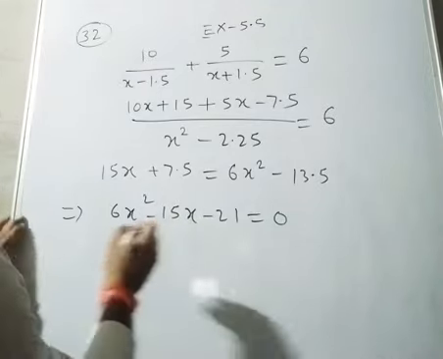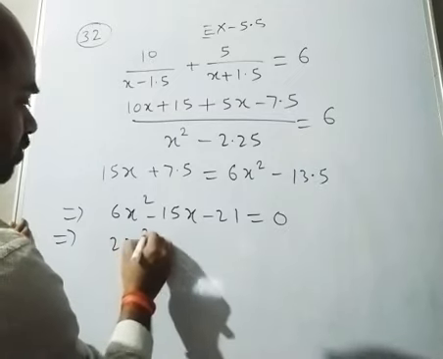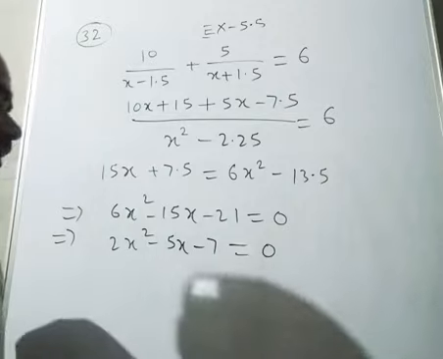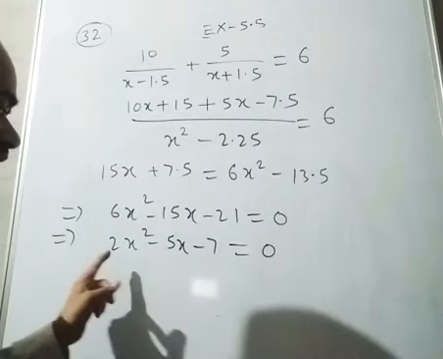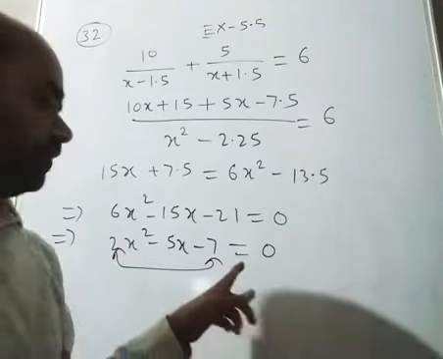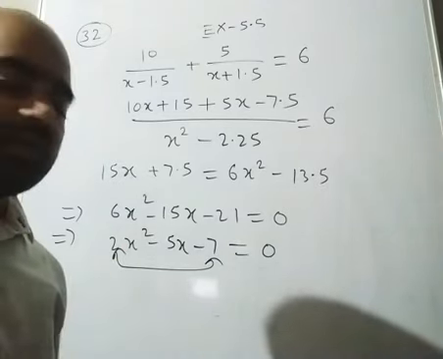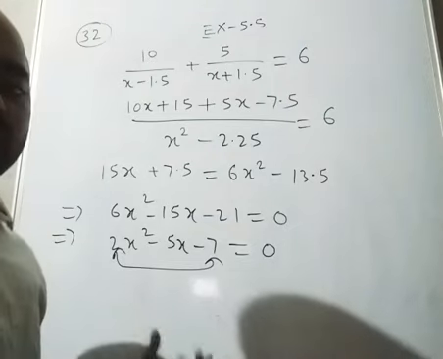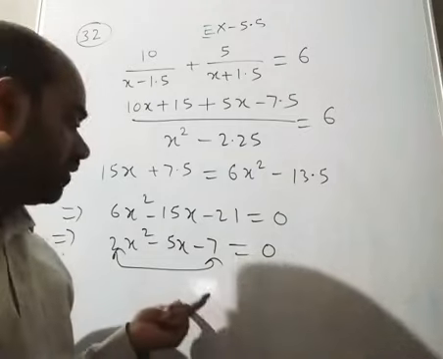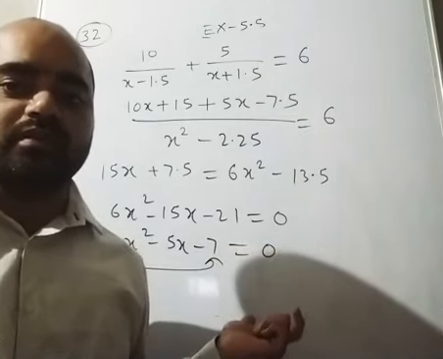Now 3 is common throughout, it means we can divide the equation by 3: 2x square minus 5x minus 7 is equal to 0. Now you can find the product, which is minus 14, and the middle term is minus 5. So 14 and minus 5, it means we will take 7 and 2. You will factorize, and that will give the answer for the speed of the boat in still water. Speed cannot be negative. Clear?